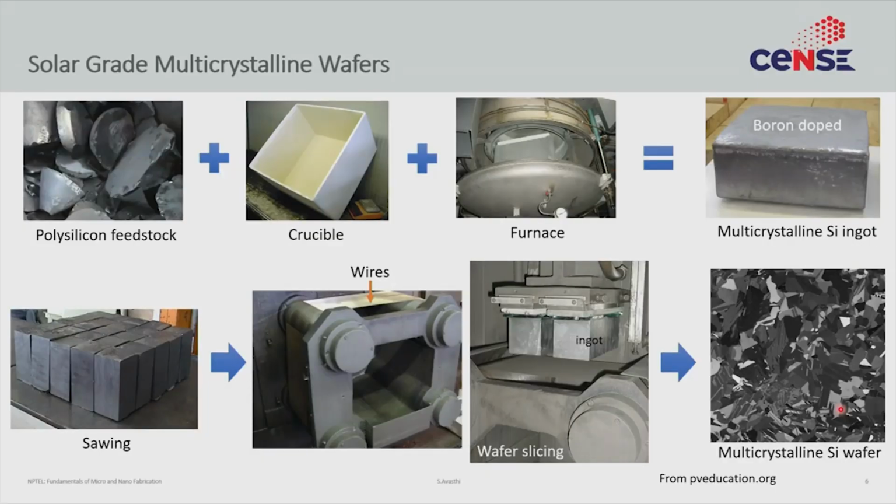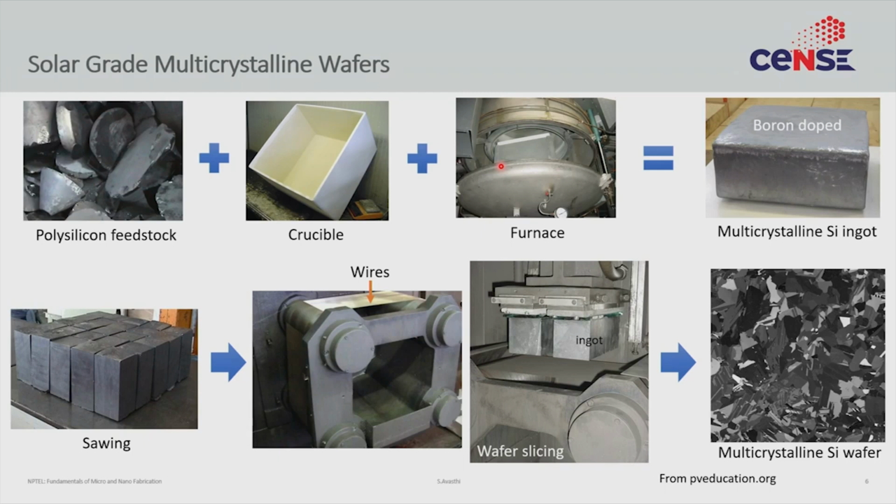So as before, we start with the polysilicon feedstock. You put it in the crucible, and these crucibles are typically square shaped and made of refractory material, aluminum oxide or something like that. Then you put that in a furnace, so you can actually see the crucible here, and this is maintained in the furnace that is arguably under vacuum, and you push it in.